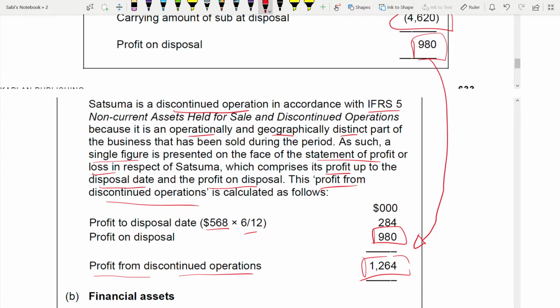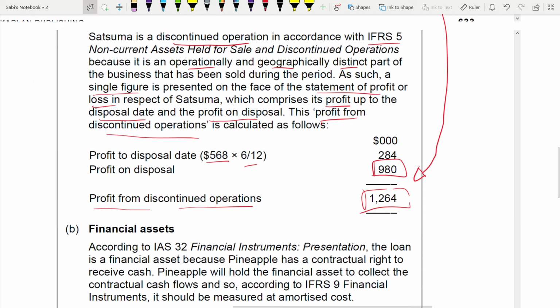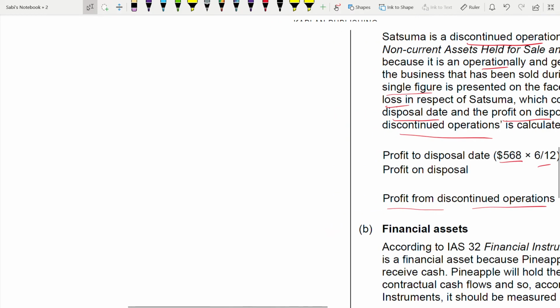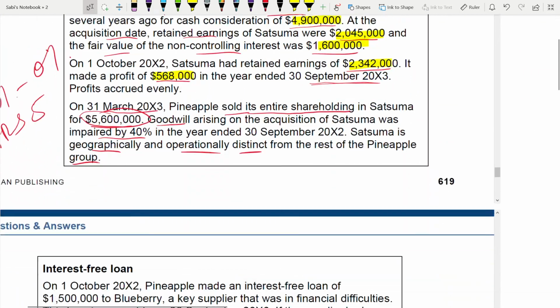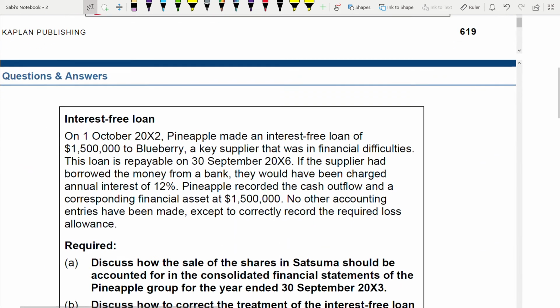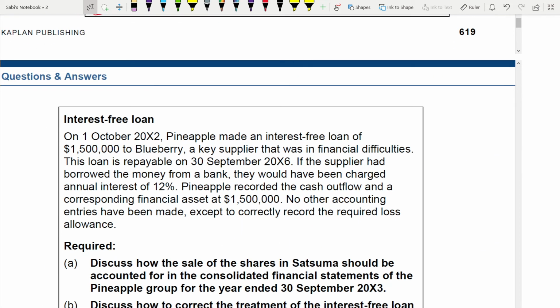Now we are coming to part B, financial assets. Before coming to financial assets, you should know what it is. But we'll read the case study first, because this is trickier and tougher for candidates than section A.